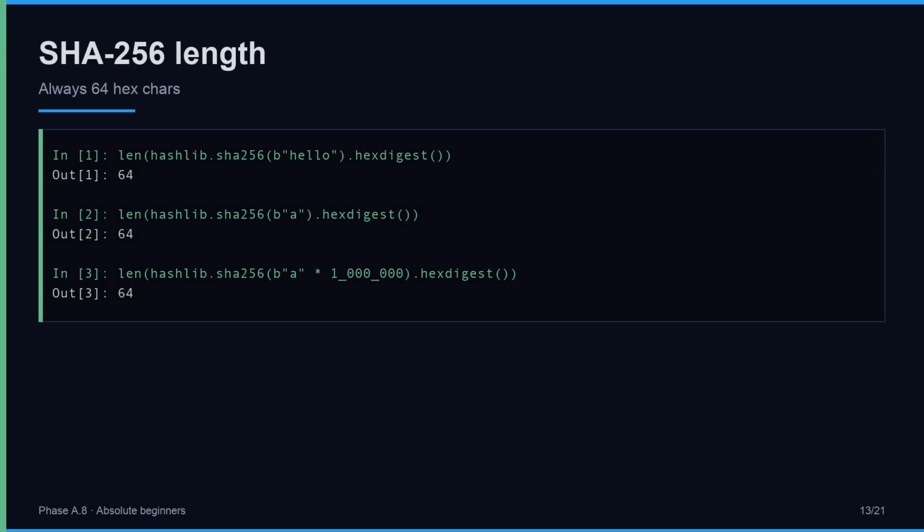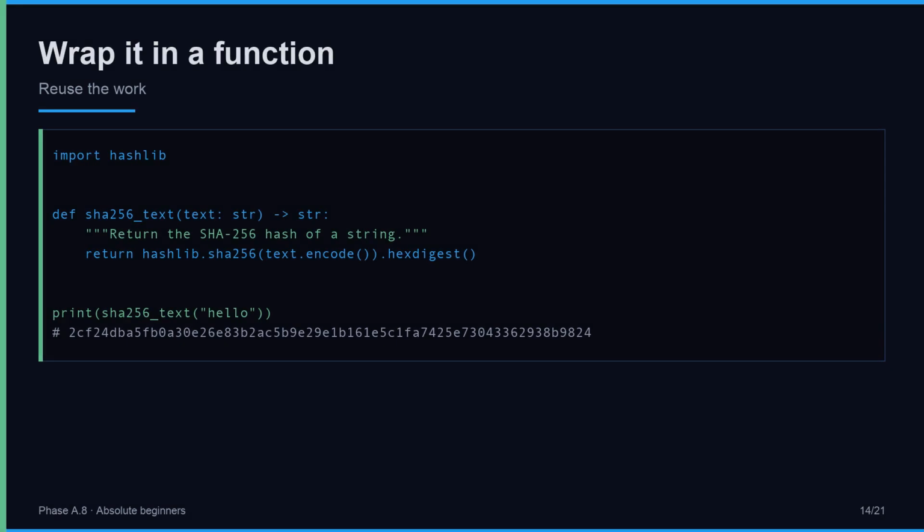Here is the fixed length property in action. Hash a 5-character word, you get 64 hex characters. Hash 1 letter, still 64. Hash a million letters, still 64. SHA-256 always returns 64 hex characters, no matter how much data you feed in. This is why hashes are so convenient to store and compare. The size is predictable. The length tells you nothing about the size of the original input. Always 64.